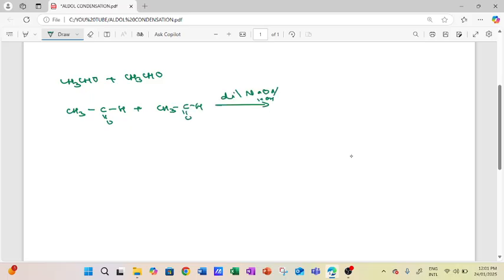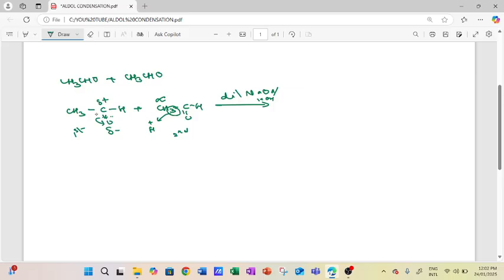So in the reaction, the carbon oxygen double bond in the first aldehyde breaks because oxygen is more electronegative. So the shared pair of electrons moves closer towards oxygen. So oxygen gets a partial negative charge and carbon gets a partial positive charge. So the double bond changes to single bond. By that time, the alpha hydrogen atom from the second molecule, this is the second molecule, this is the first molecule, eliminates as a proton H plus. That proton will attack the oxygen atom of the first aldehyde.